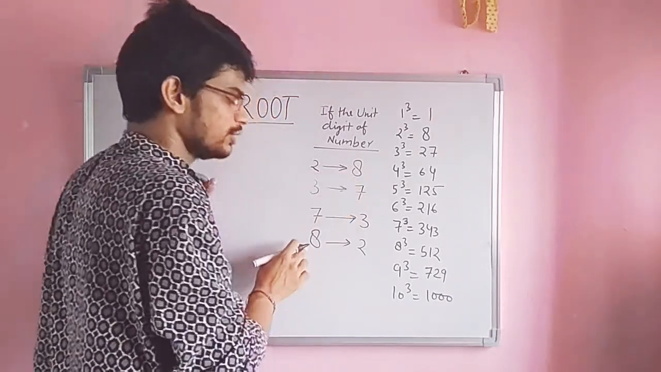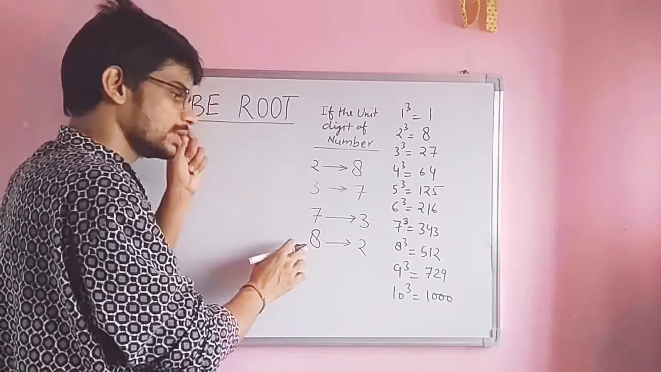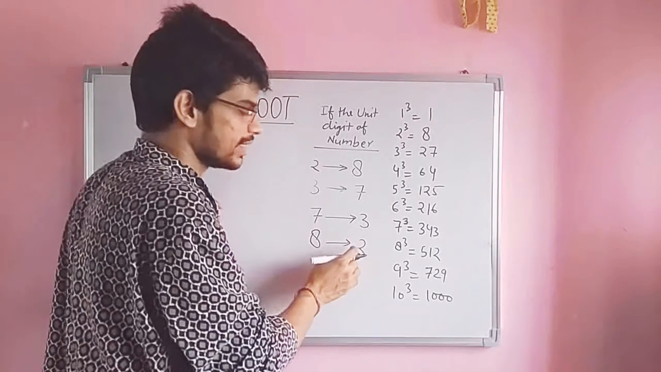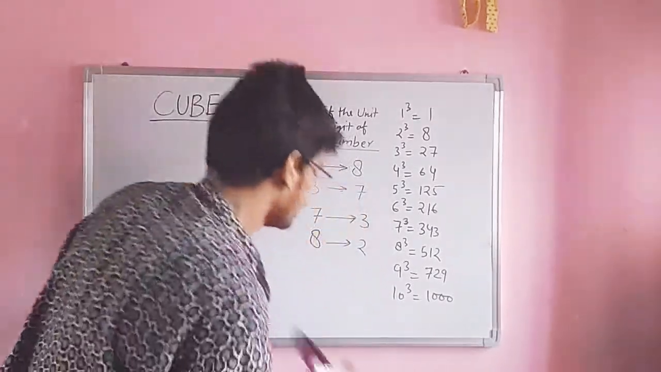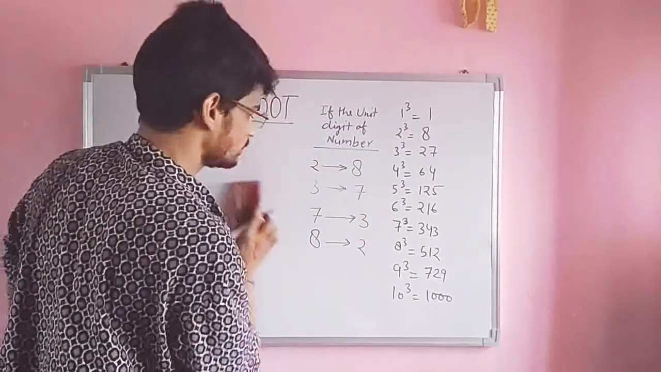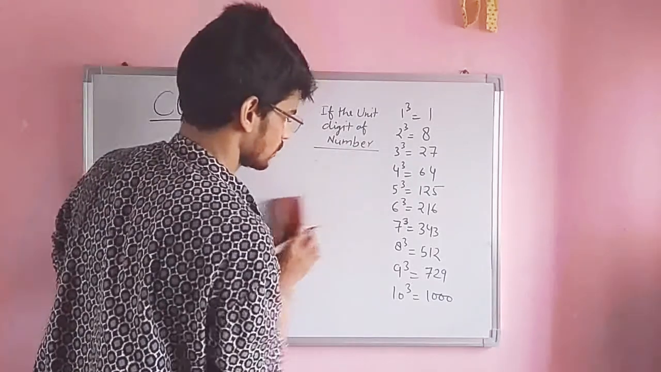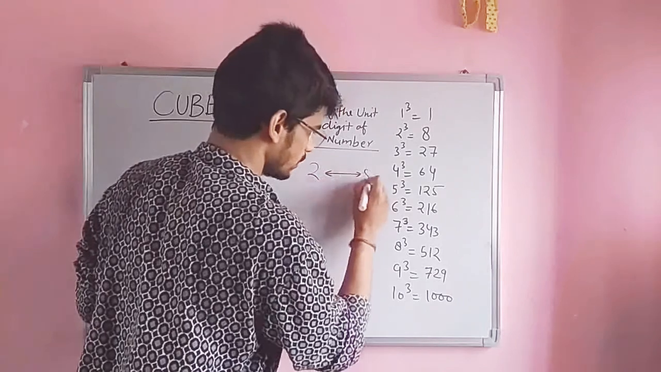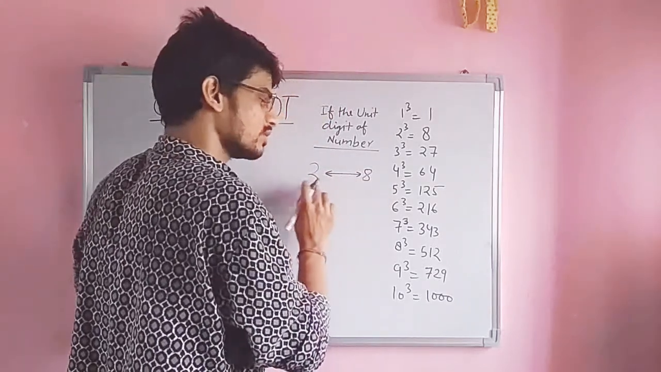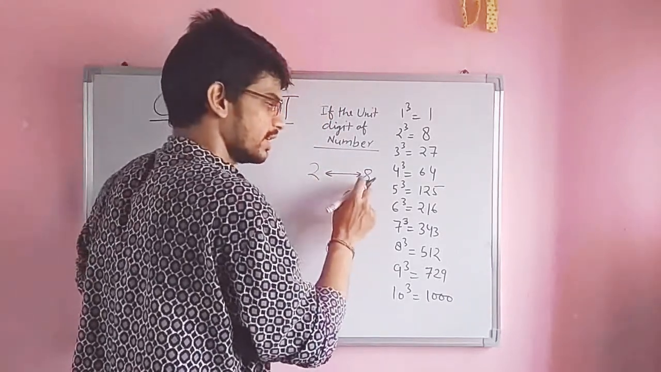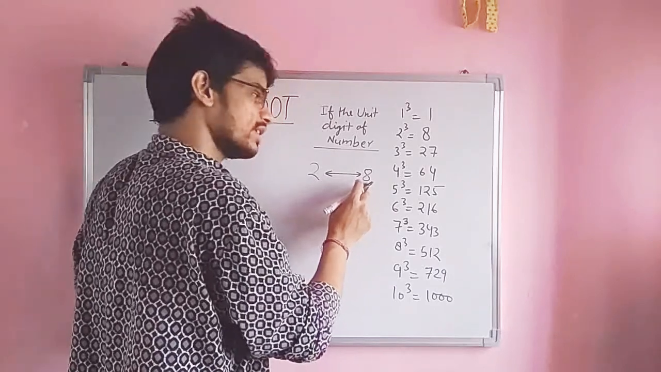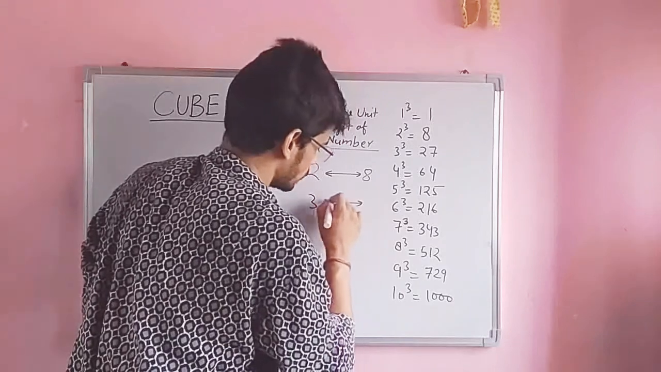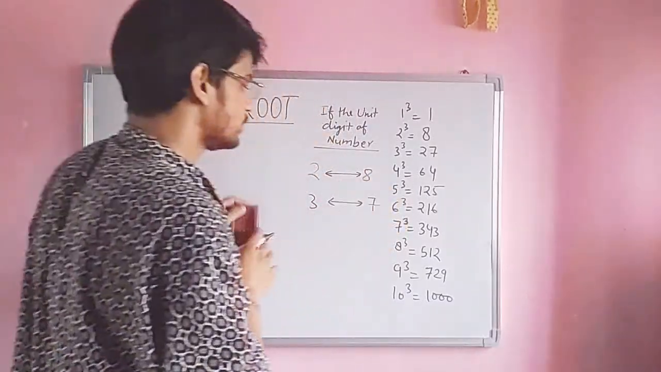If the units place of the cube is 8, then its cube root's units place is 2. So now we can note it down in this form: 2 is reversible with 8. If ending on 2, then 8. If ending on 8, then its cube root is 2. Here 3 and 7 are also the same.